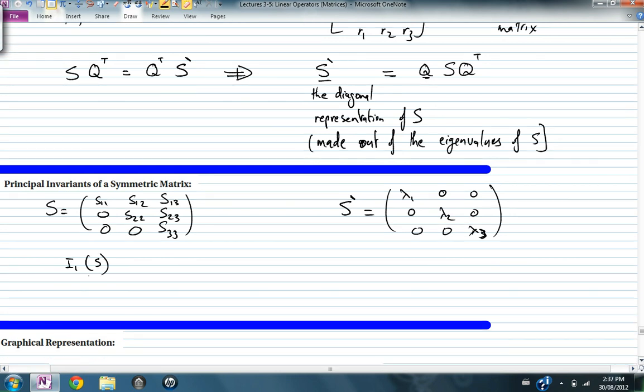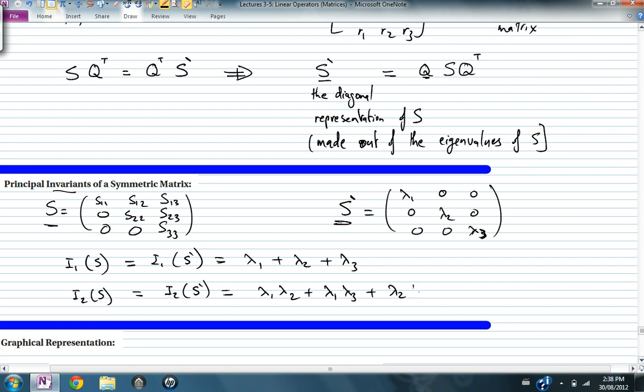The first invariant of S is the sum of the diagonal components. Instead of calculating it in this coordinate system, since it's invariant, I can calculate it in the new coordinate system. So I1 of S is equal to I1 of S prime, which is equal to the sum of the eigenvalues. I2 of S is equal to I2 of S prime, which becomes very easy for a diagonal matrix. It's equal to lambda 1 lambda 2, plus lambda 1 lambda 3, plus lambda 2 lambda 3.